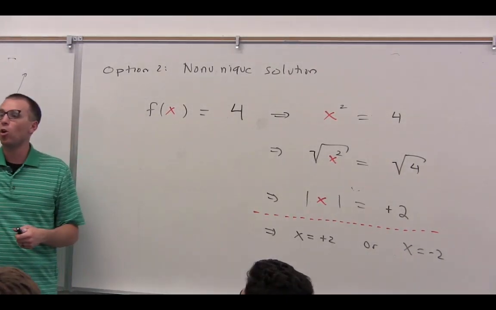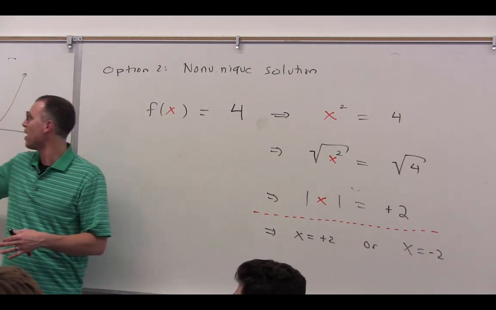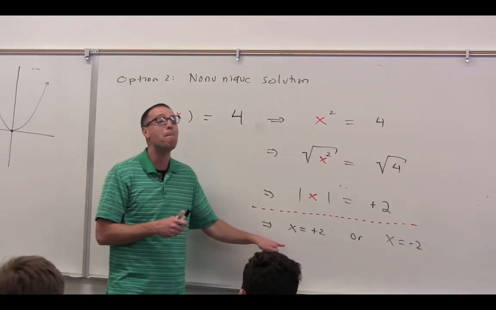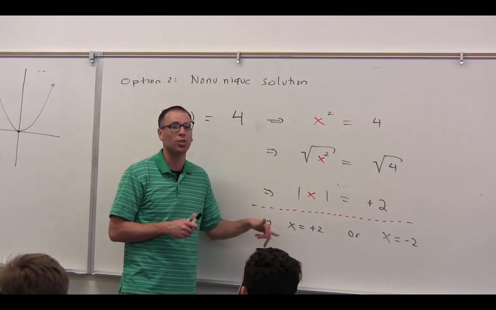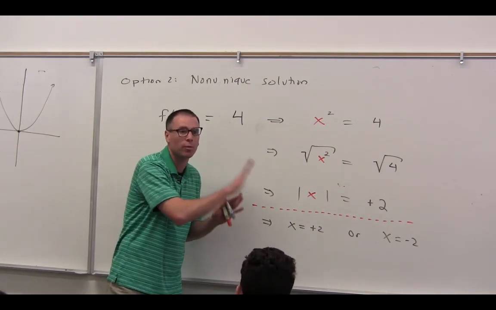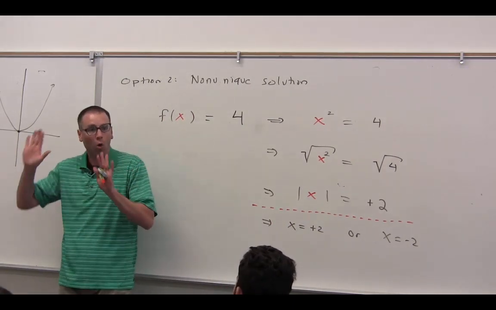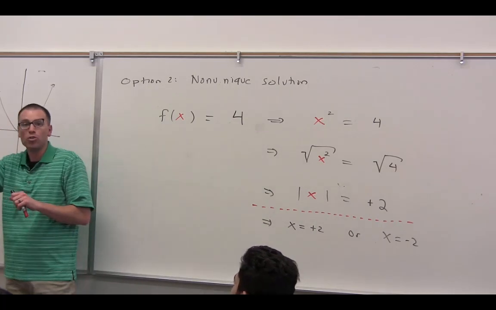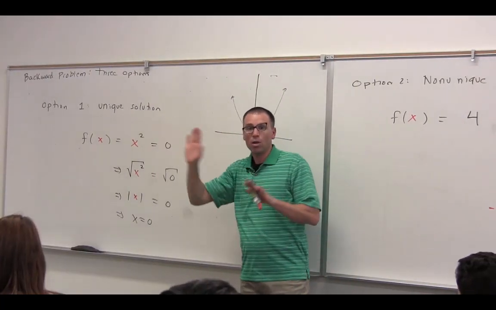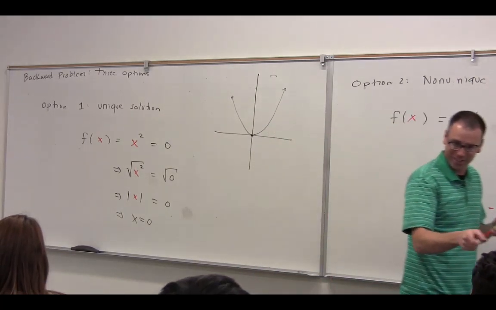In matrix vector multiplication, if a solution exists and it's not unique, we will have many, many, many more than just 2. So we'll talk more about that. But the analogy does apply. So the whole idea of this backward problem: what are the 2 different choices that we've had so far? Unique solution, non-unique solution. What's the third choice?